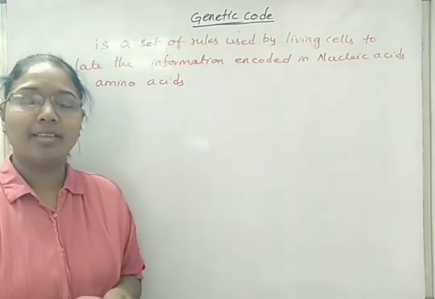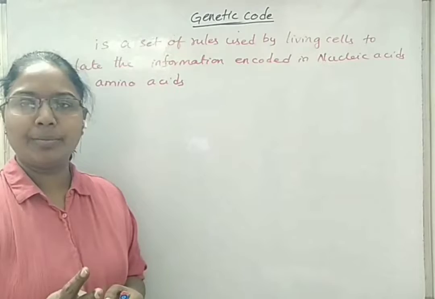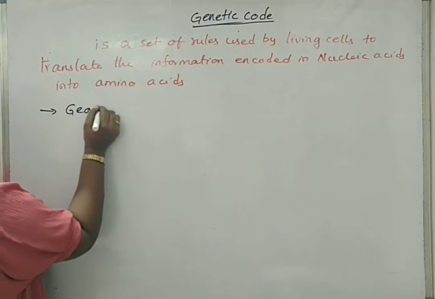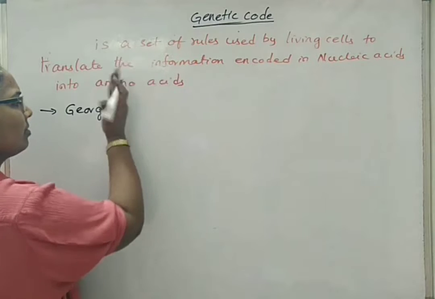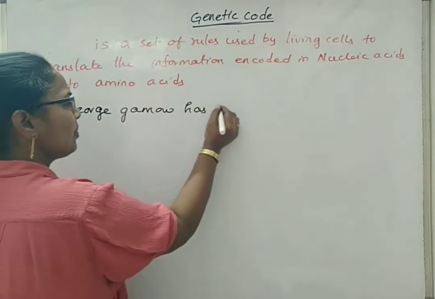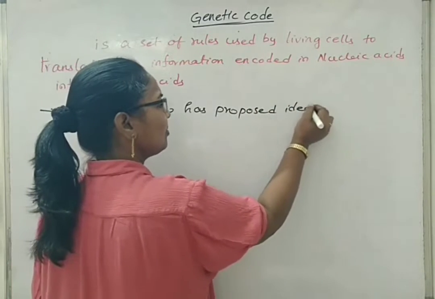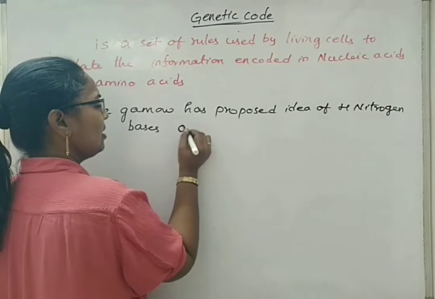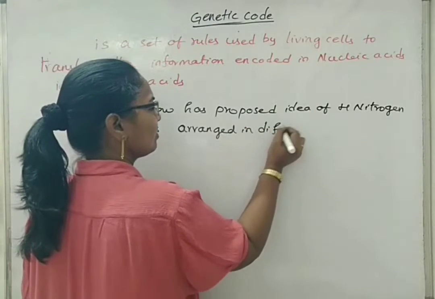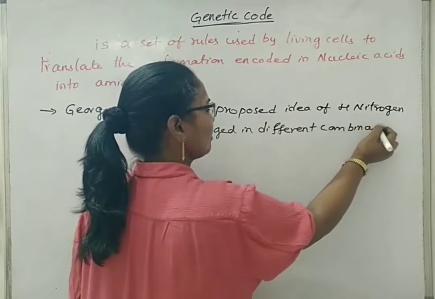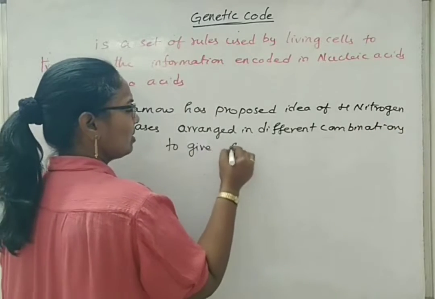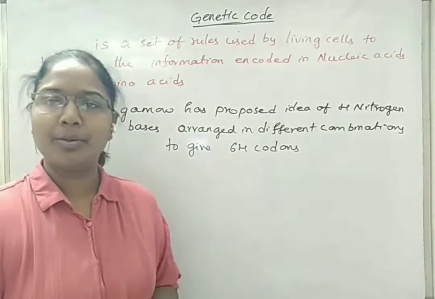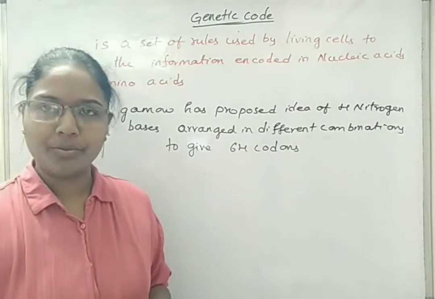First, George Gamow gave the idea of combinations of 4 different nitrogen bases into different patterns to give out amino acids. George Gamow proposed the idea of 4 nitrogen bases arranged in different combinations to give 64 codons. And these 64 codons are coding for 20 different types of amino acids. This idea was initially given by George Gamow.